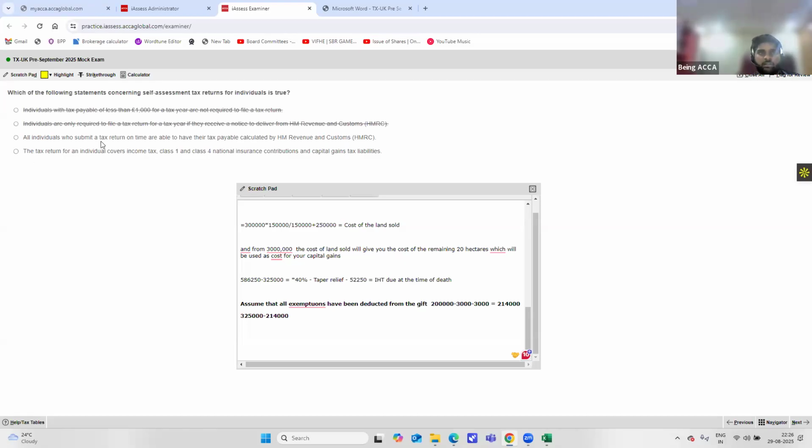Next, all individuals who submit a tax return on time are able to have their tax payable calculated by HMRC. This is right, but let's also look at why the fourth option cannot be right, so that you're definitely sure that C is your right answer. Next, the tax return for an individual covers income tax, class 1 and class 4 NIC contributions, and capital gains tax liabilities. Why is this wrong?